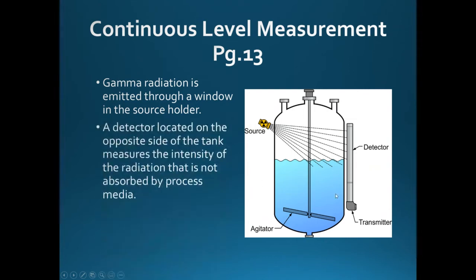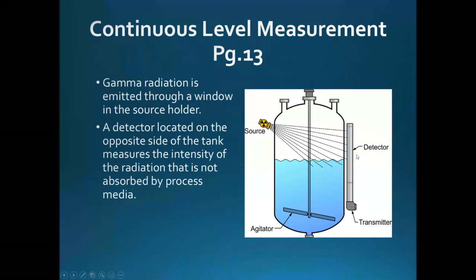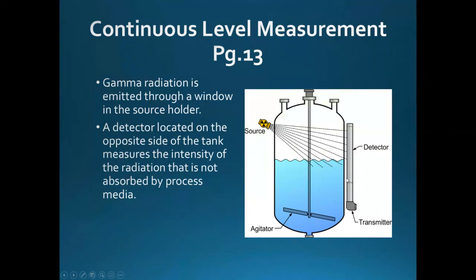Okay, the detector is located on the opposite side of the tank, and it measures the intensity of the radiation that has not been absorbed by the process media. So the measurements of the detectors up here above the surface will have different measurement numbers than the portions of the detector that are down here. And by making a relative comparison between these two numbers and this number, we can determine where that level is.